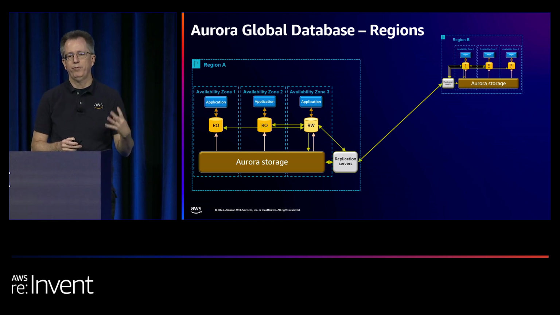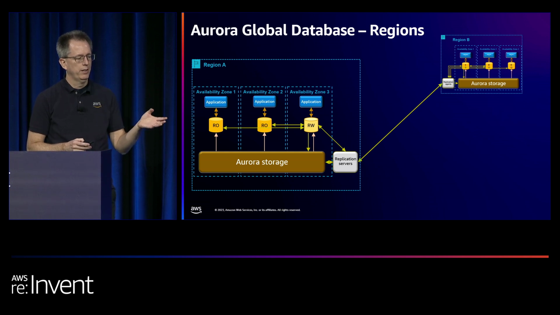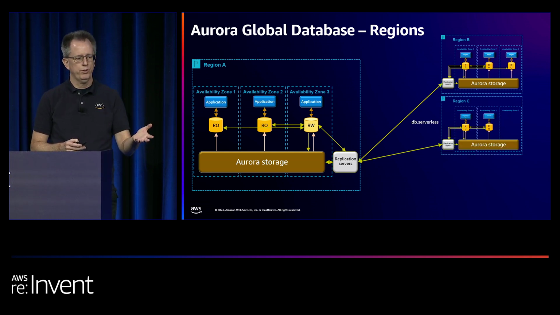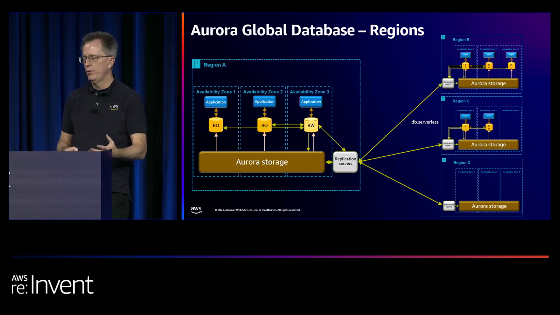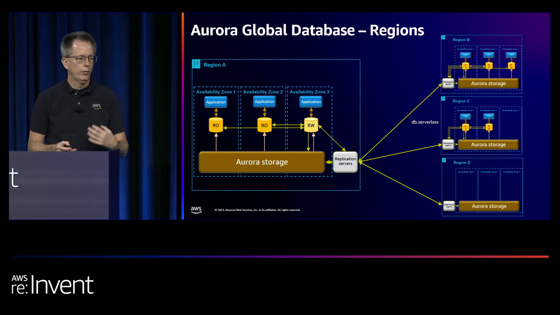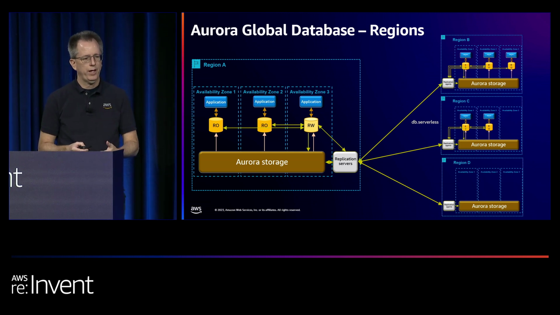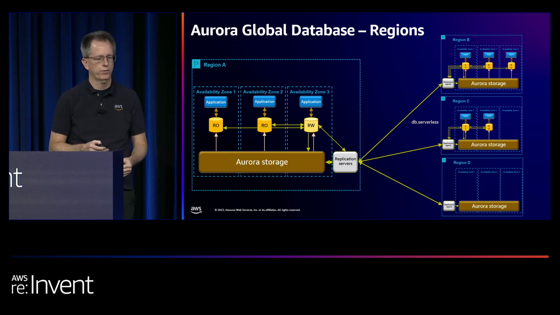Now, what I've shown so far is just 2 regions, and that's what I'm showing here. But you can have up to 5 destination regions, and they don't have to be the same. So region B, region C could be using serverless nodes, and region D could just be storage only, right? So you can mix and match the configurations. We have a lot of customers who use multi-region to have local copies closer to their customers to get better read latency for their application. So that's a common use case for global database.